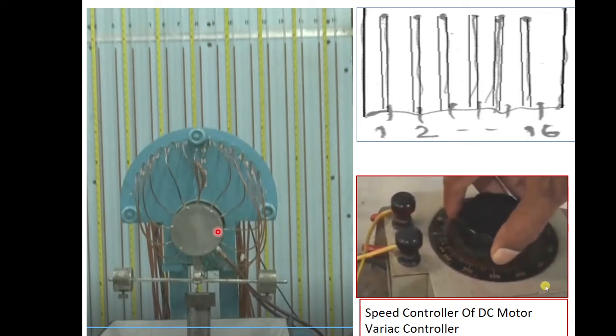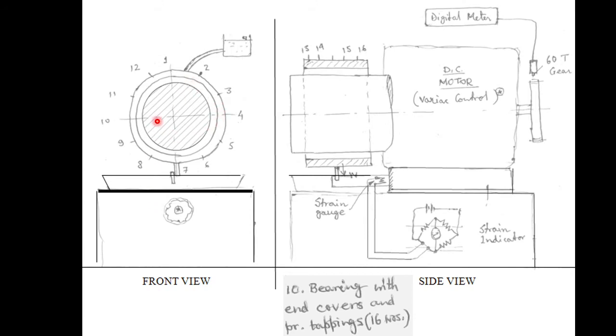This is the setup. In this front view, we have a shaft, then there is the bearing. This portion of the shaft which is within the bearing is known as the journal. Now what is this shaft? This shaft is part of this motor. This is a DC motor, so its speed can be varied with a variac controller. And this bearing has end covers and pressure tappings.